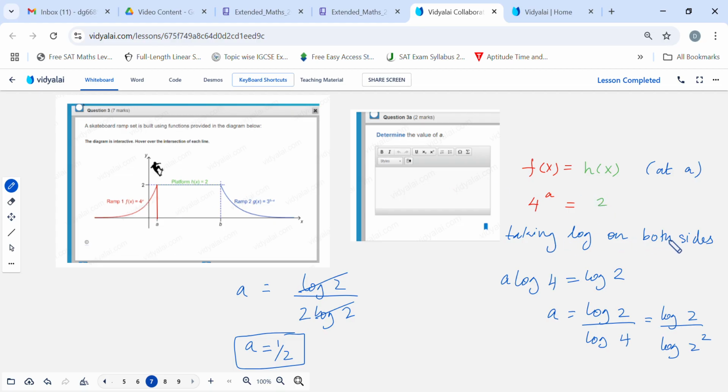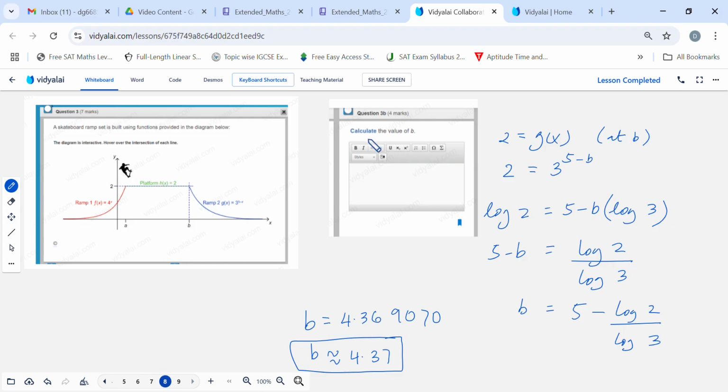Taking log on both sides, a log 4 is equal to log 2, or a is log 2 by log 4, which is equal to log 2 by log 2 raised to 2. Taking this 2 outside, a is log 2 by 2 log 2. Log 2 is getting cancelled. a is half.